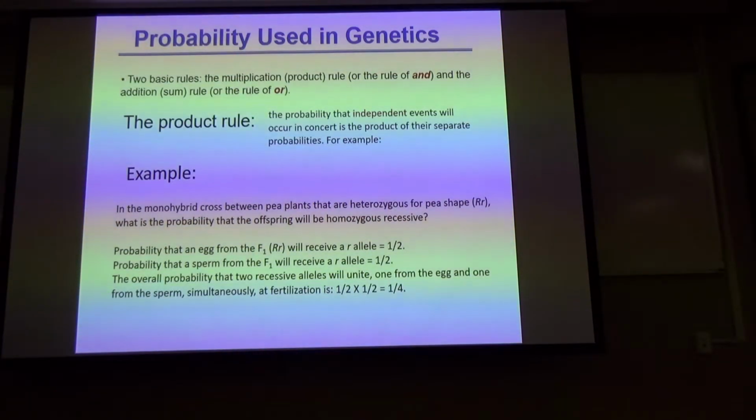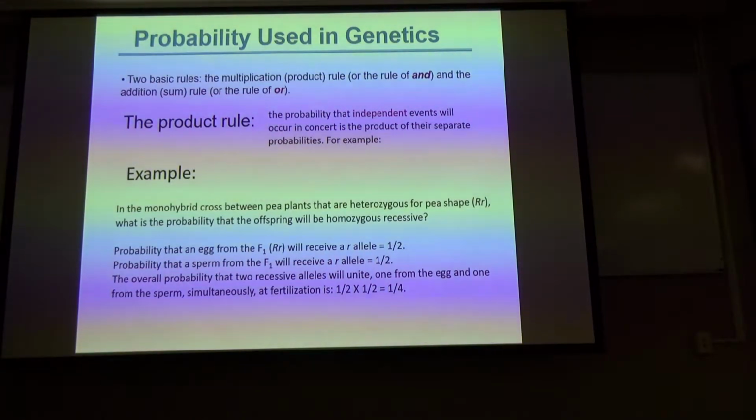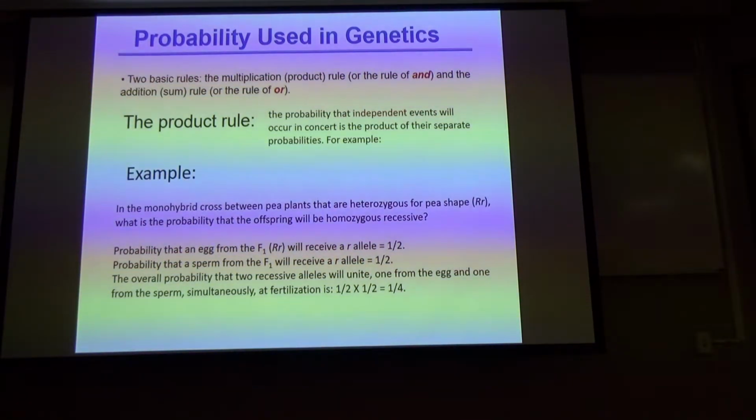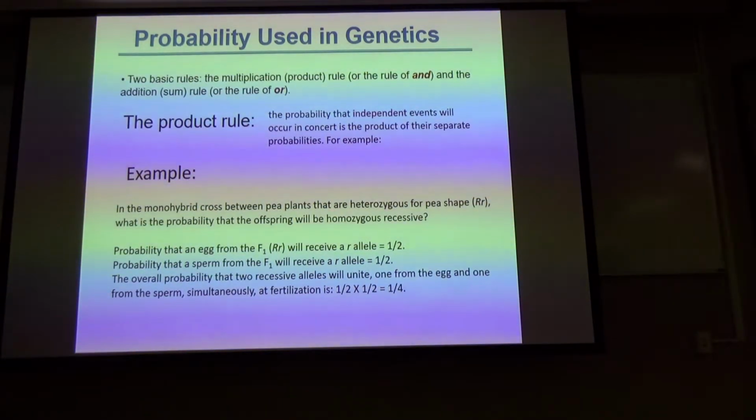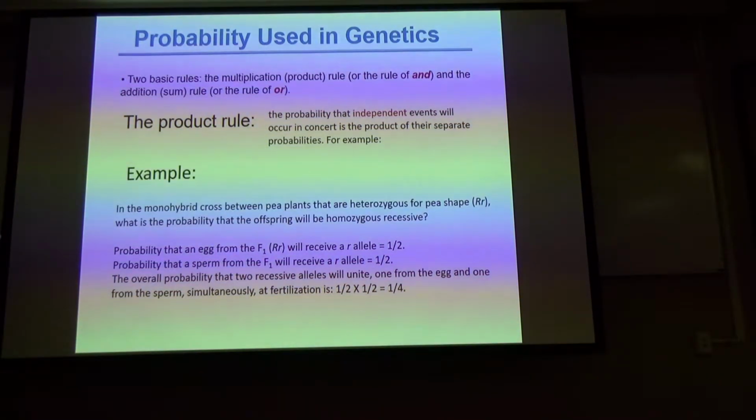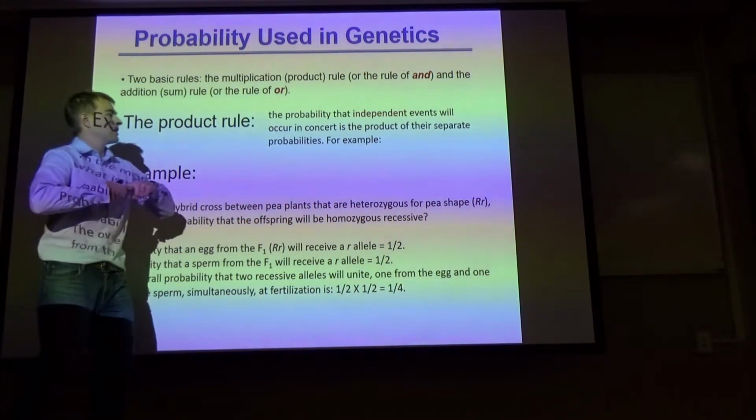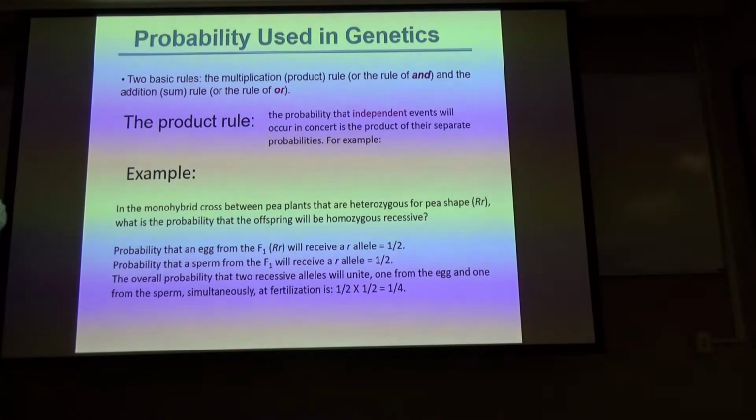I'm going to go through 2 rules of probability here, and we'll go through one more rule of probability when we talk about dihybrid crosses. So the first rule is the product rule. It's that the probability of independent events occurring in concert is the product of their separate probabilities.